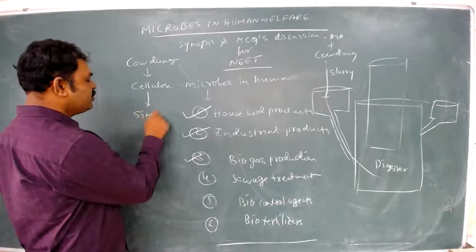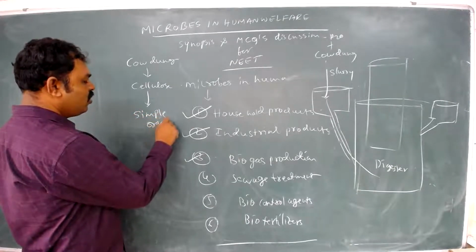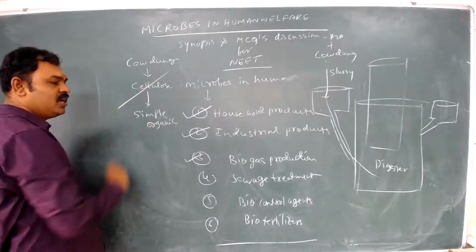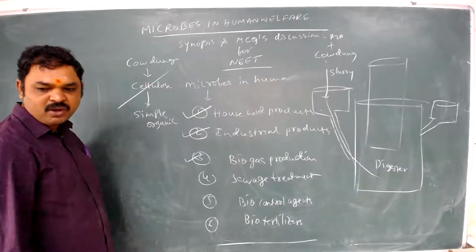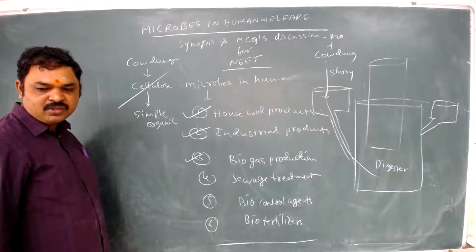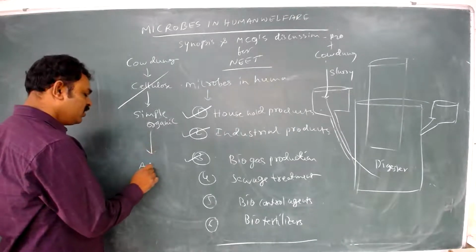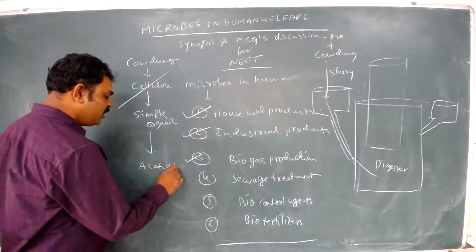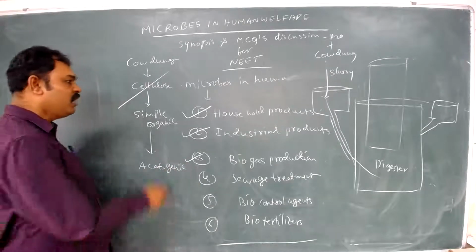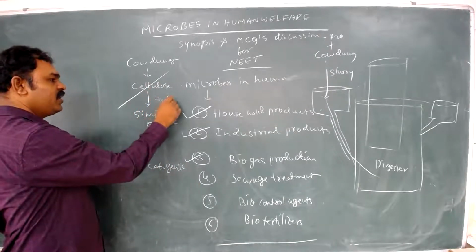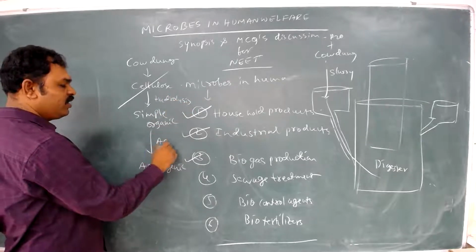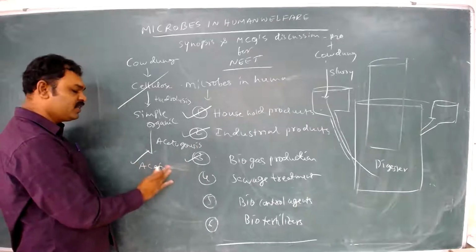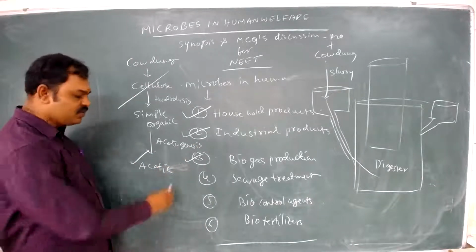Then by this hydrolysis, what would be formed here? Simple organic molecules can be formed. By the hydrolysis of cellulose, simple organic acids can be formed. But this simple organic acid, on further breaking down, then what would be there? Acetic acid. First one, hydrolysis. Second one, acetogenesis. What is acetogenesis? The process of production of acetic acid can be called acetogenesis.